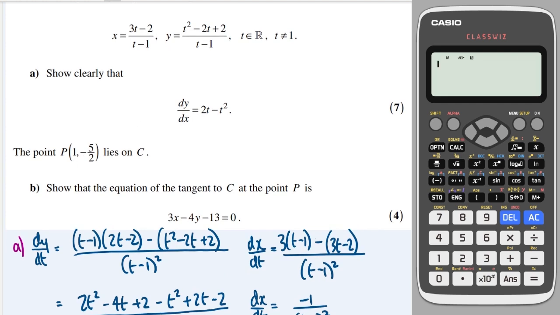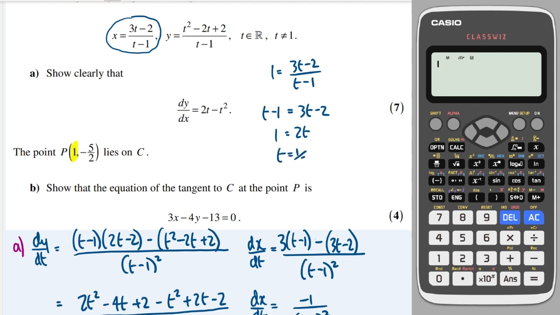Yes, let's do that. So I want to investigate when x is equal to 1. So I'm going to take this x-coordinate here, and I'm going to set it equal to 1. So I'm going to get 1 is equal to 3t minus 2 over t minus 1, which gives me that t minus 1 is equal to 3t minus 2. So I'm going to get 1 is equal to 2t, so I'm going to get t is equal to 1/2. Okay, great. If t is equal to 1/2, then I can sub that into my gradient function to get the gradient, and then I know 2 points, so I can work out the equation of a line.